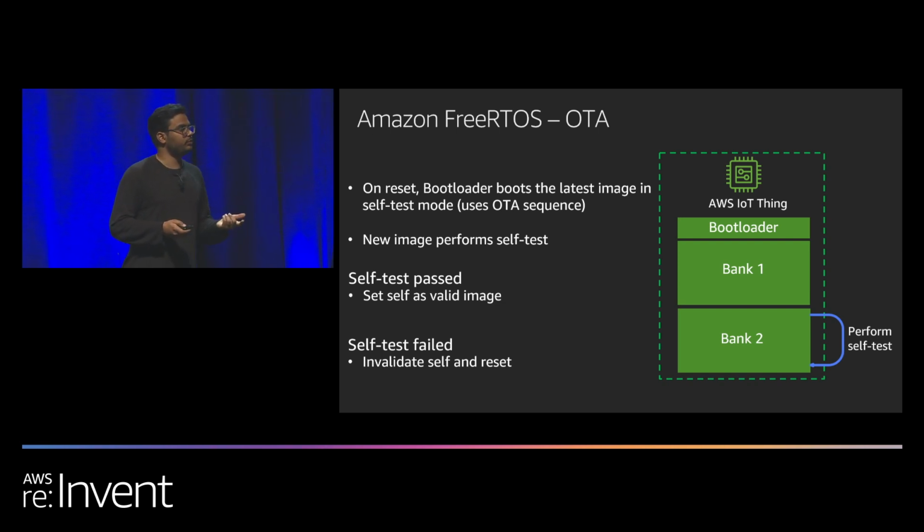Now when the device reboots, the bootloader is again going to see two firmware images, but it's going to see the new one as an invalid image. So it's going to still run from bank one, which had the older but a valid image. So this way, your device is never going to break during an OTA.